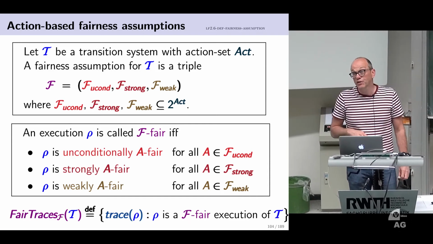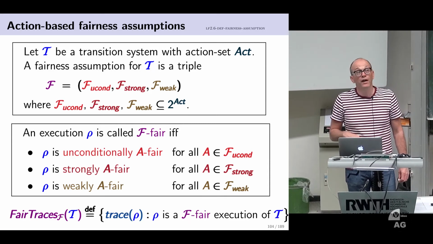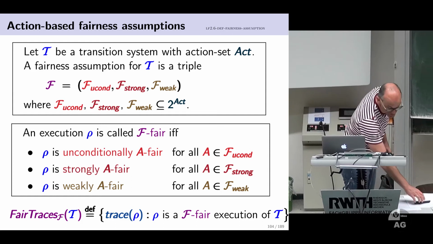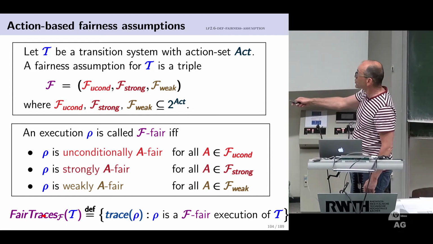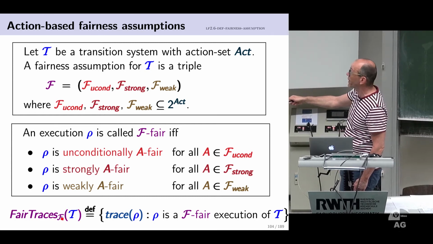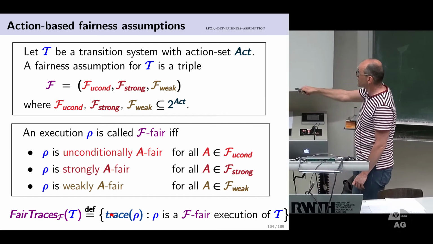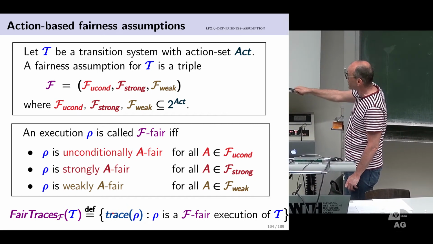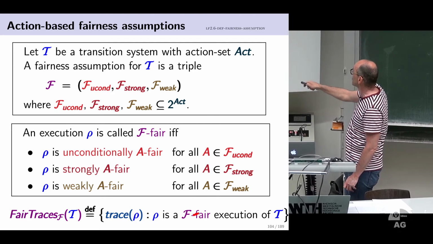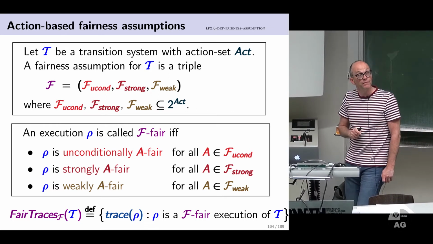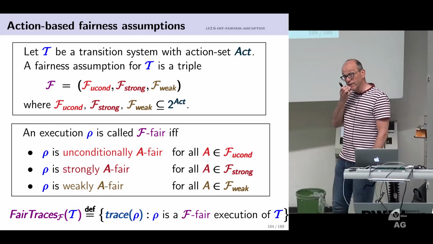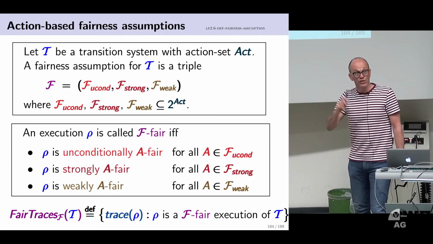Good. What is now a fair trace? What are the traces that remain after ruling out the unfair behaviors? The fair traces of a transition system T with respect to the fairness assumptions in this calligraphic F are defined as the set of traces of the execution rho, such that rho is an F fair execution of the transition system we are considering. So these are the traces that remain after imposing all the fairness assumptions we are considering.